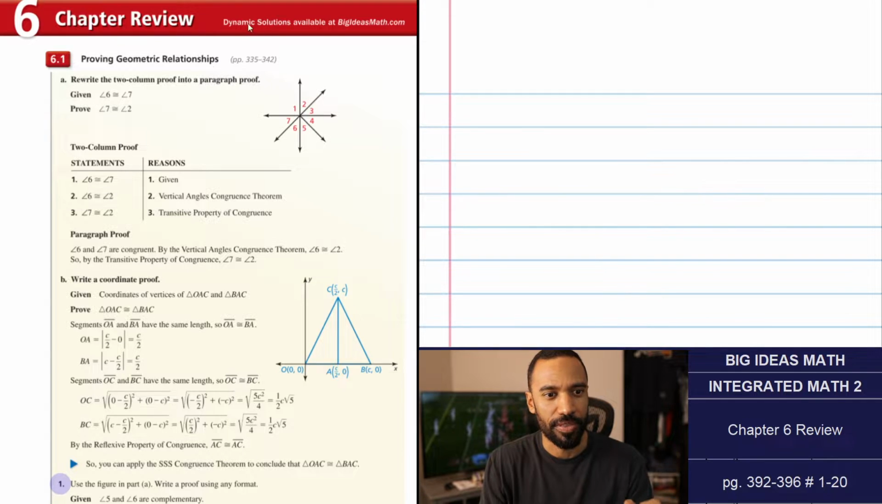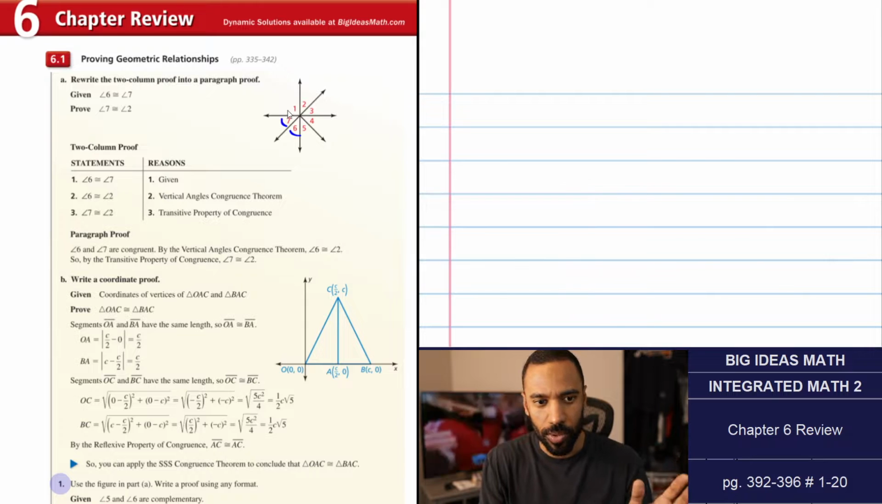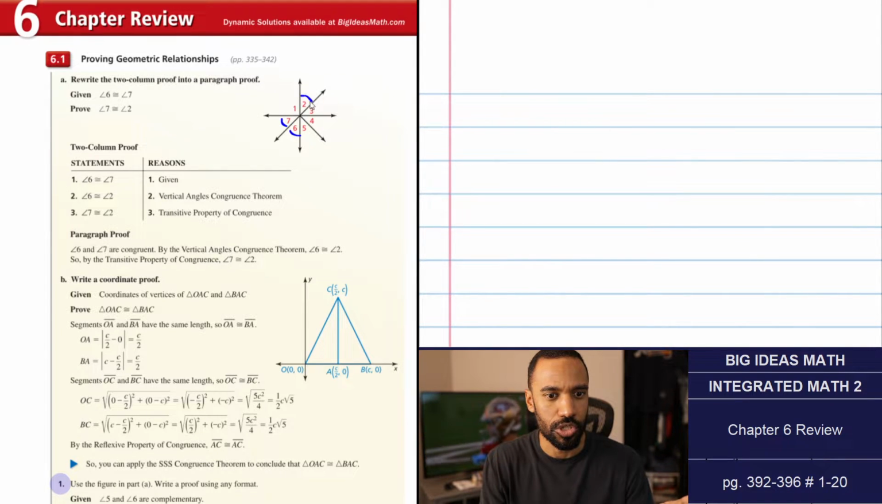So in this 2-column proof, they have this figure. They show that given angle 6, let me see if I can get this pen up, given that angle 6 is congruent to angle 7, so these two things are congruent as given, and we have to prove that 7 is congruent to 2. Pretty straightforward, because 6 is congruent to 2 because they're vertical angles, lines opposite each other that intersect. You have what's called the transitive property of congruence, and my markings kind of show that.